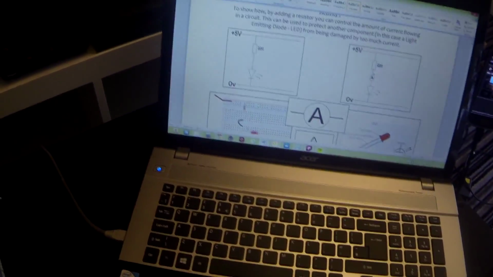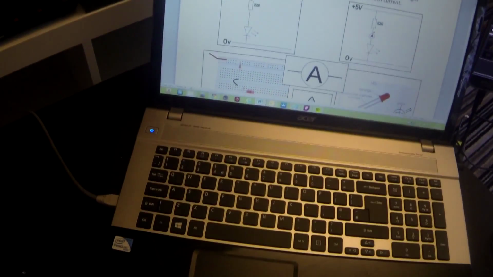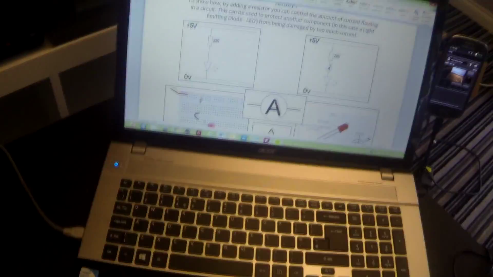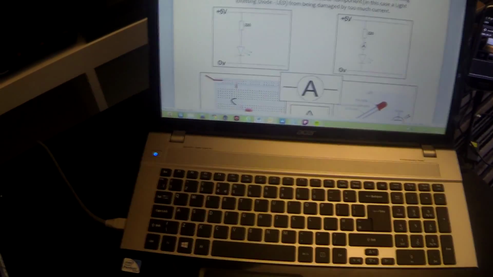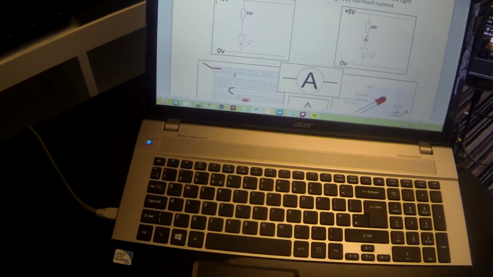Okay, welcome to the first practical in my GCSE AQA electronics course. This is a very simple practical. We're going to look at how to light up an LED, and we're going to be using a current limiting resistor and find out how to calculate its value, as well as learning how to measure current in a circuit.